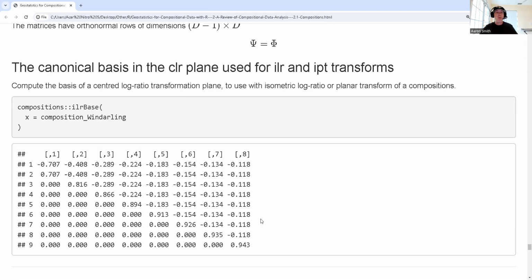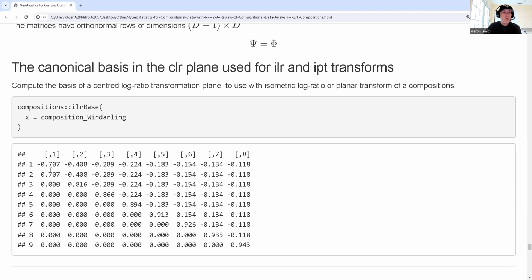All right, now the last part of this section is to take a look at the canonical basis of the centered log ratio transformation plane used in the other transformations. So we can compute the basis of a centered log ratio transformation plane, and we will use this when we do the isometric log ratio transformation or the planar transform of a composition. We haven't talked about this one yet, but still true, still applies.